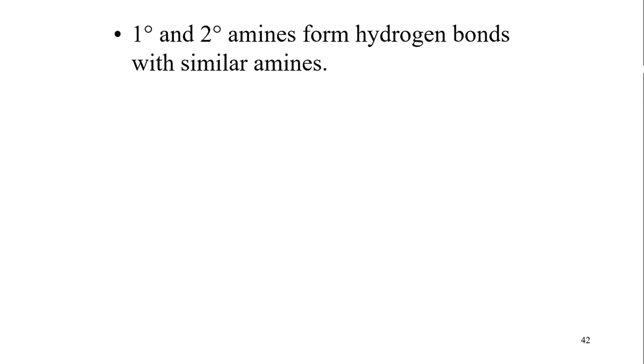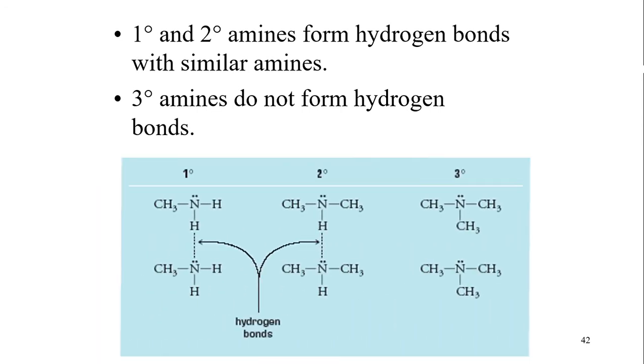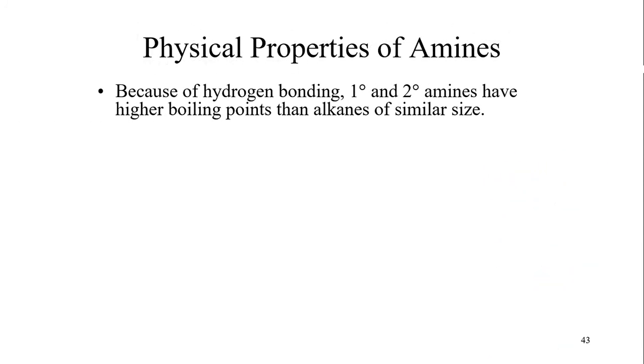Now, primary and secondary amines, because they have hydrogens attached to nitrogens, can form hydrogen bond interactions. Tertiary amines cannot, because there's no hydrogen connected to the nitrogen anymore. Because of these hydrogen bonds, primary and secondary amines typically have a little higher boiling points. So in terms of physical properties, because of hydrogen bonding, primary and secondary amines have higher boiling points than alkanes of similar sizes.